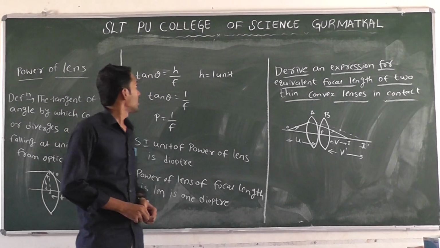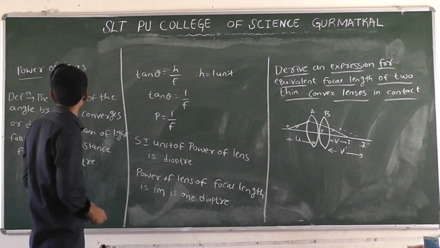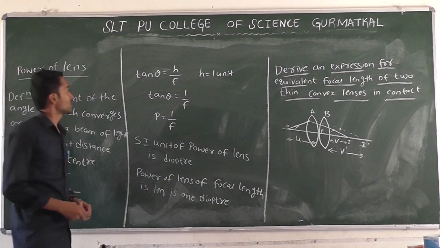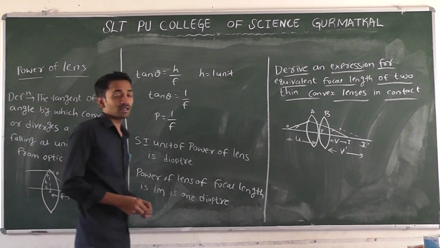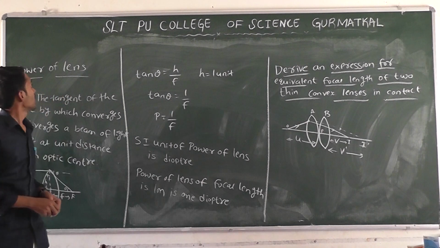In the last class, we were discussing the lens maker formula. Today's class, we will discuss the power of a lens. In the last class, we completed the lens maker formula derivation. In today's class, we complete the power of lens.